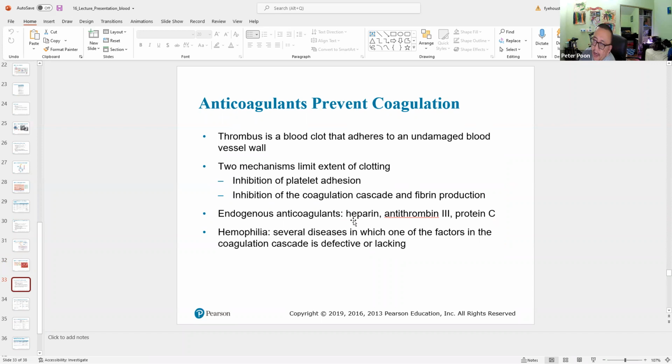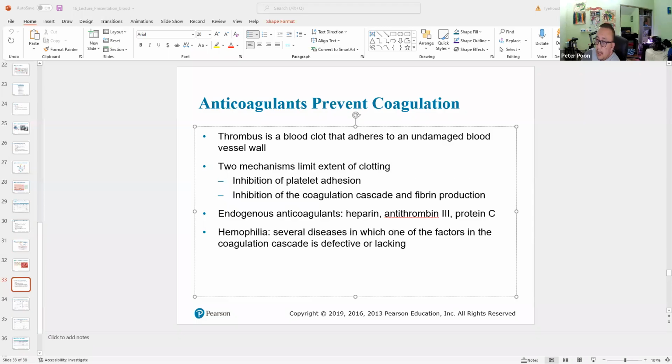Thrombus is a blood clot that adheres to a damaged blood vessel. Two mechanisms limit the standard clotting: the inhibition of platelet adhesion and then the inhibition of the coagulation cascade and fibrin production. So these are also known as anticoagulants. I'm sure you've heard of these before: heparin, clofibrin, antithrombin 3. Another example of an anticoagulant is warfarin, otherwise known as Coumadin.